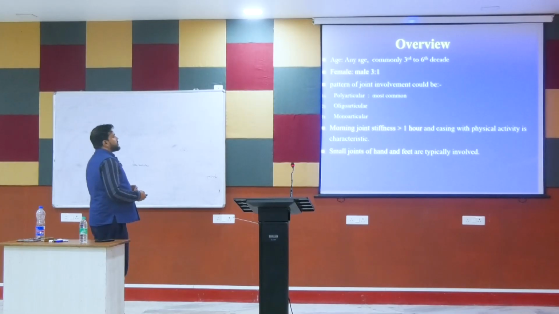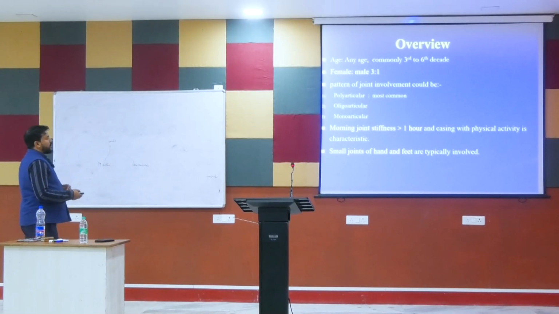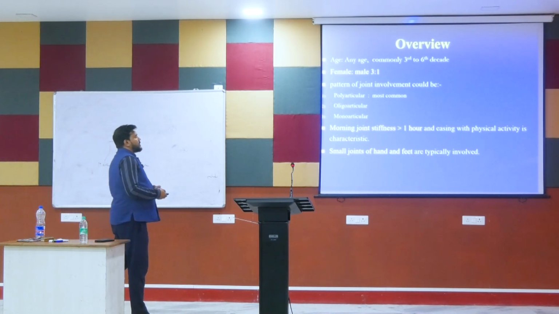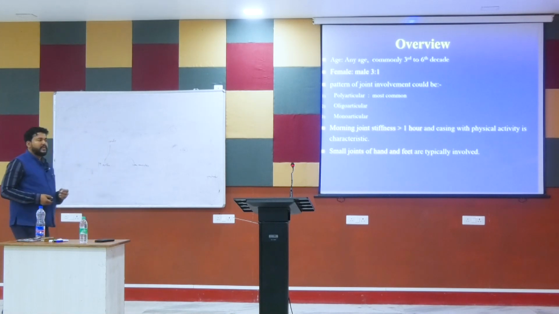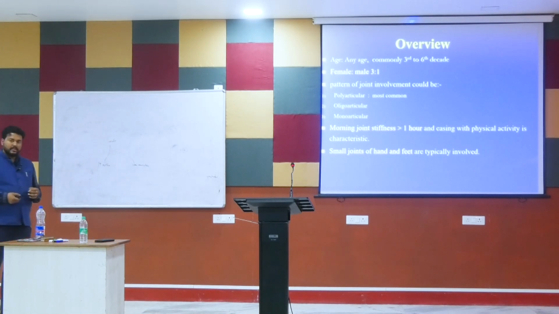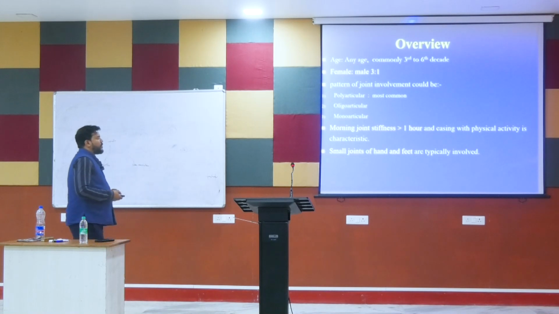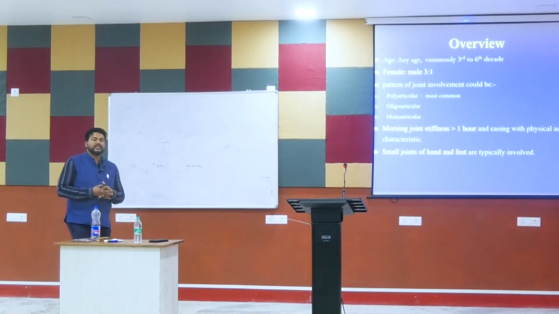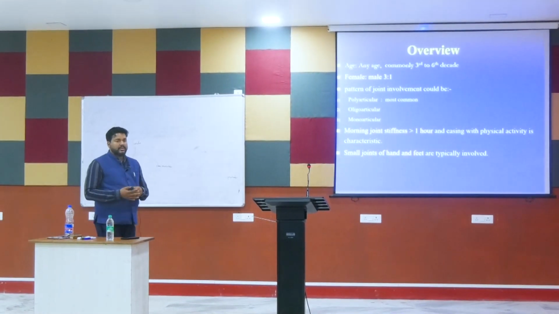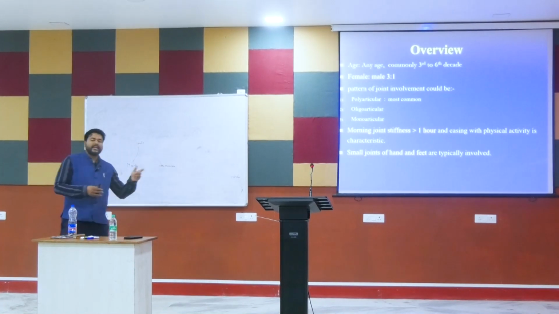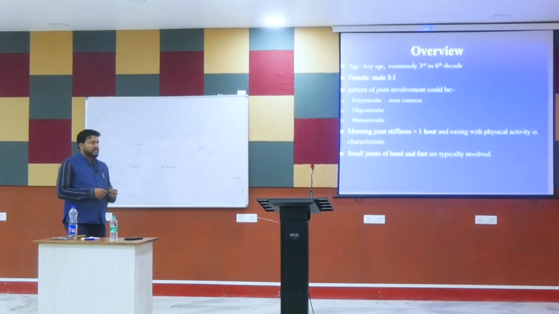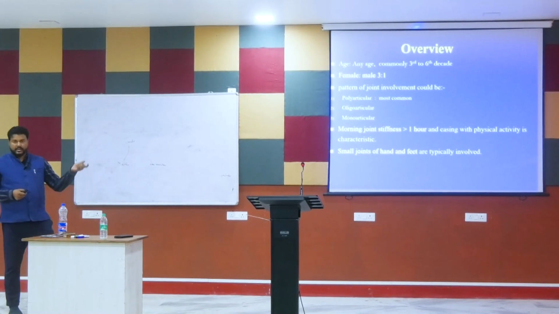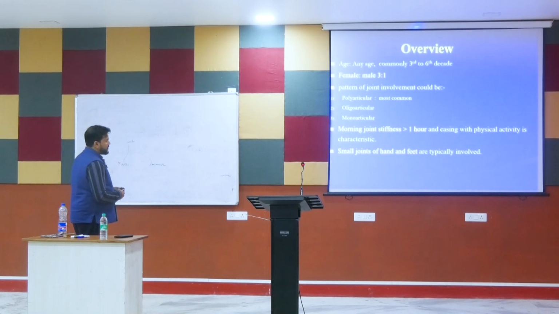It more commonly occurs in the third to sixth decade. Females are more commonly involved than males. Any autoimmune disease is usually more common in females. The pattern of joint involvement is most commonly polyarticular. It is not a disease of single joints, it is an autoimmune disease. There is antibody in your body, so this antibody can attack any synovial joints. So it is polyarticular, or it can be oligoarticular or monoarticular. These are less common, but polyarticular is more common.